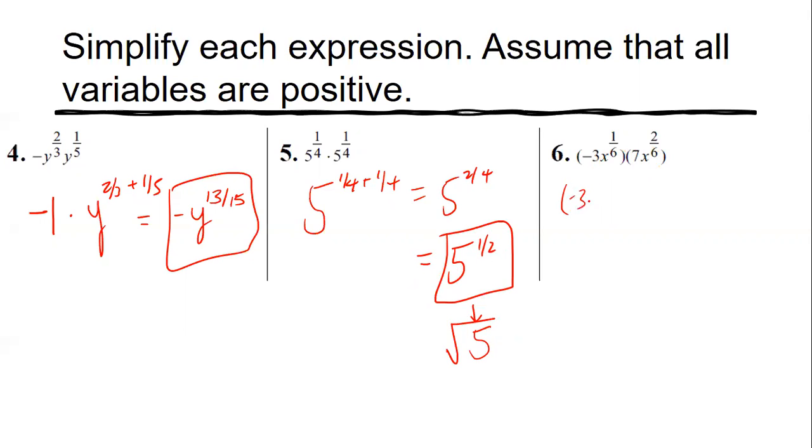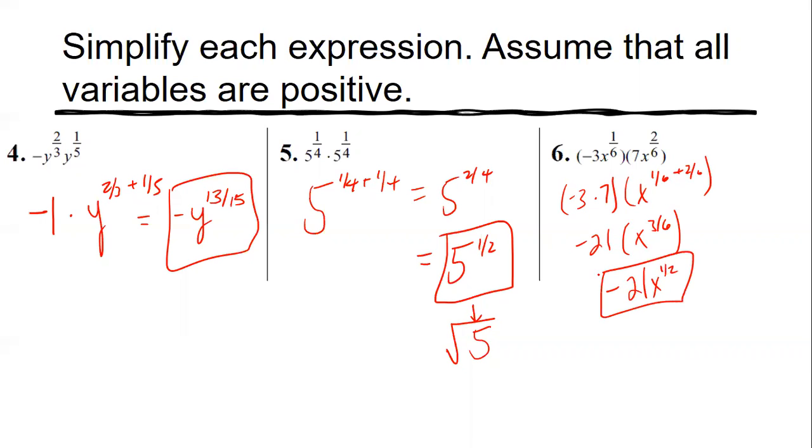All right, on 6. So we have negative 3 times 7. And we have x to the 1/6 plus 2/6. Gives us negative 21 times x to the 3/6, which gives us negative 21 x to the 1/2. Easy enough? All right, let's get a little harder.